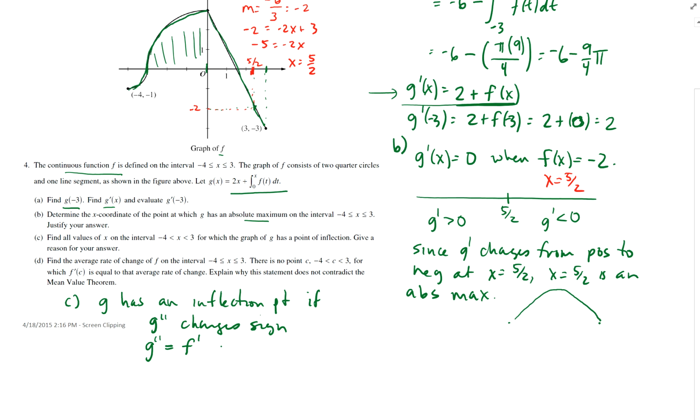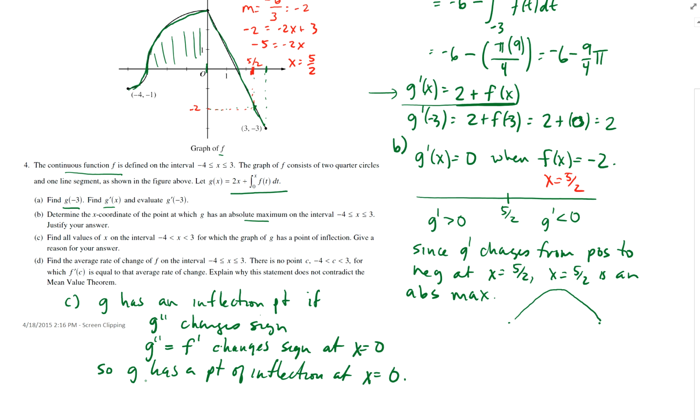So g double prime equals f prime changes sign at x equals 0. So g has a point of inflection at x equals 0. Okay, and I can't just say it has a point of inflection at x equals 0 unless I state that g double prime equals f prime, and that I am allowed to read off the graph because the graph's given.